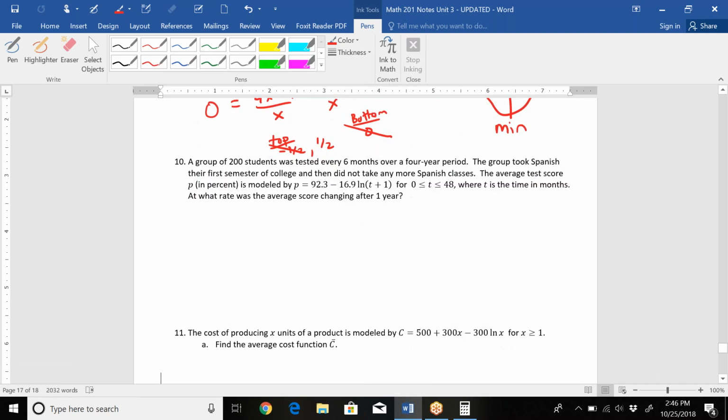Okay, so this says a group of 200 students was tested every 6 months over a 4-year period. The group took the Spanish test their first semester of college and then did not take any more Spanish classes. The average test score, P in percents, is modeled by P equals 92.3 minus 16.9 natural log of T plus 1 for T's between 0 and 48. Otherwise, if it's been more than 4 years, then this formula doesn't work anymore.